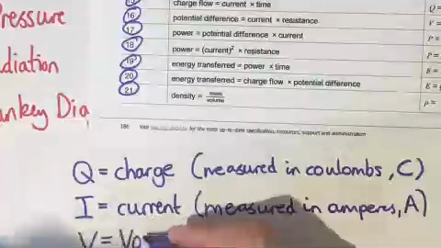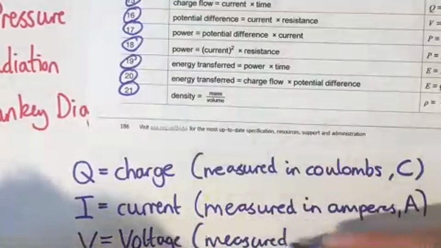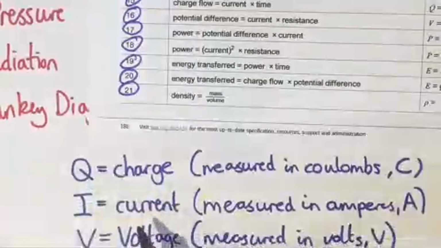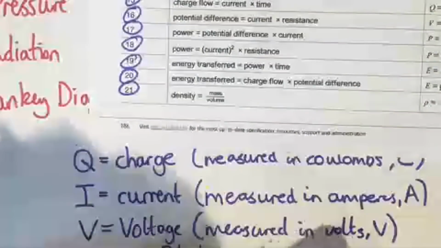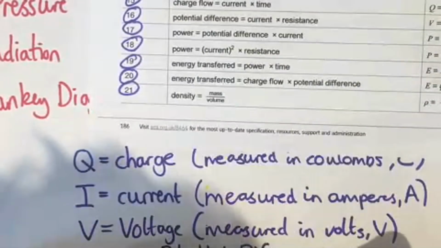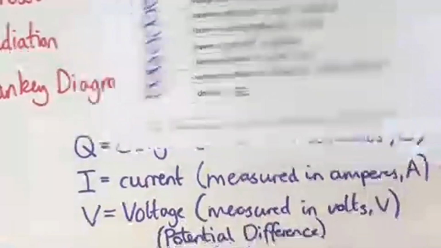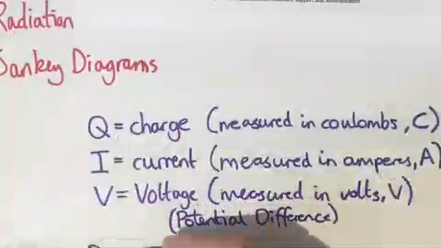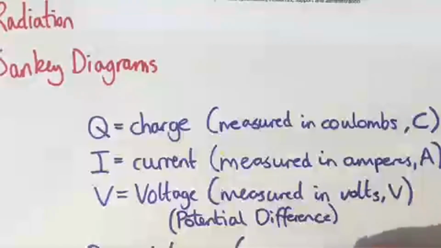Voltage is the nice easy one, which lures you into a false sense of security. So that is measured in volts, V. Now, one thing to note here is another word for voltage is potential difference. So whenever you see potential difference mentioned, that is also talking about voltage. And resistance: R is the symbol, and it is measured in ohms, which is that symbol.